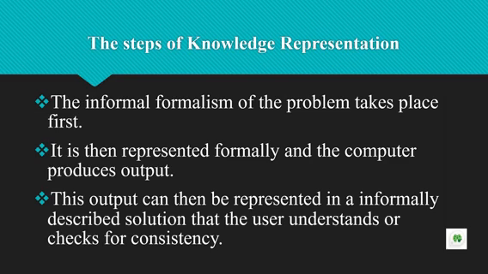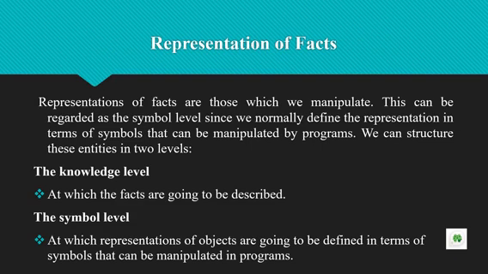And these are the steps of knowledge representation. In these, there are three steps. The first one is the informal formulation of the problem, which takes place first. It is then represented formally, and the computer produces the output. This output can be represented in the informally described solution that the user understands or checks for consistency.